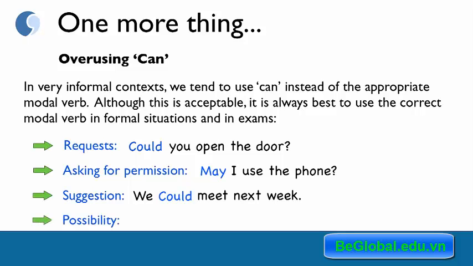And finally, for a possibility in the present or the future, it can happen again. But as we've just seen, the better modals are it may happen again, strong possibility, or it might or could happen again.